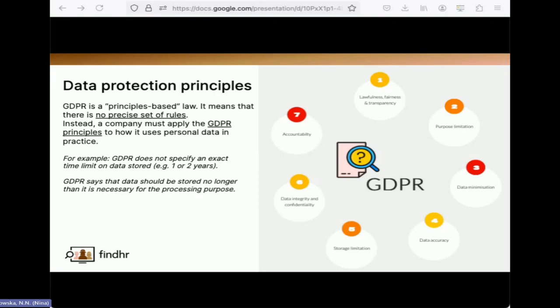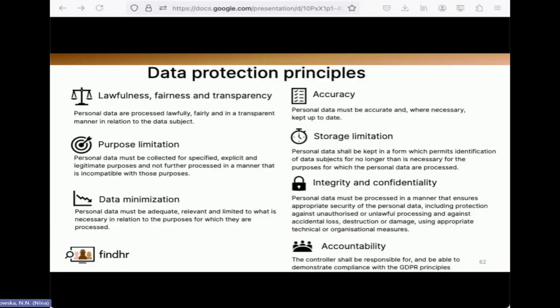So data protection principles are quite general, but there are more specific rules in GDPR. Every other provision in GDPR has to be interpreted through the lenses of these principles. This is the core of data protection. And if we take a closer look at the principles that are the core of data protection law.